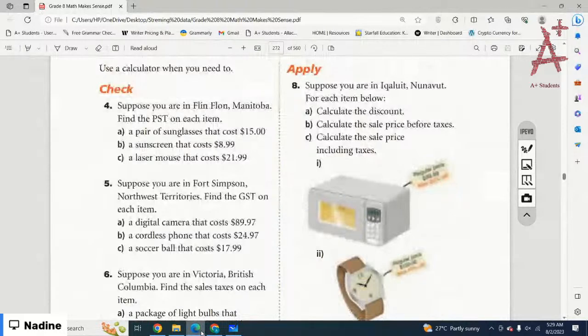Okay, let's just start with question number 8. You can see the PST and GST values in the table, right? The table is on page 256. Okay, suppose you are in Iqaluit, Nunavut. For each item, calculate the discount, calculate the sale price before tax, calculate the sale price including tax.